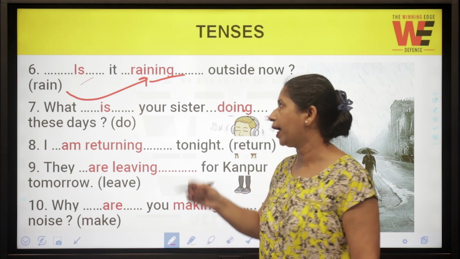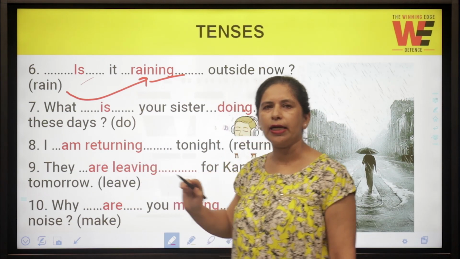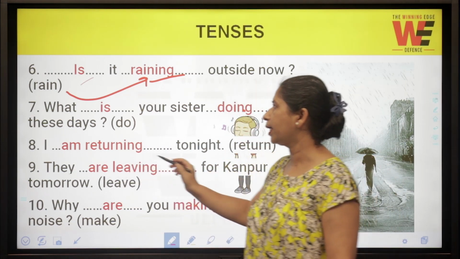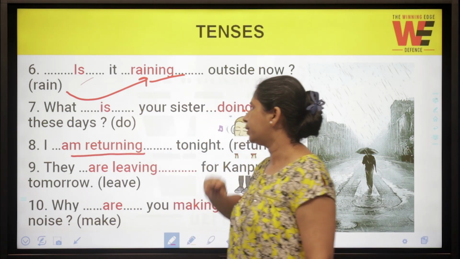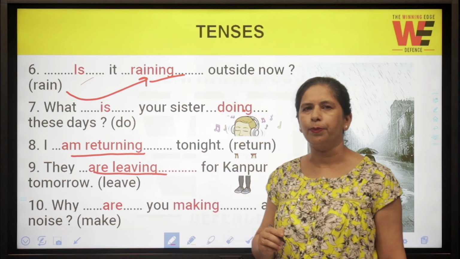प्रेजेंटली क्या कर रही है? So what is your sister doing? Then रिटर्न का क्या हो जाएगा सेंटेंस में? I am returning. ठीक है, क्या लगा आपका वर्ब? Am returning. And लीव का क्या हो जाएगा? They are leaving for Kanpur tomorrow.